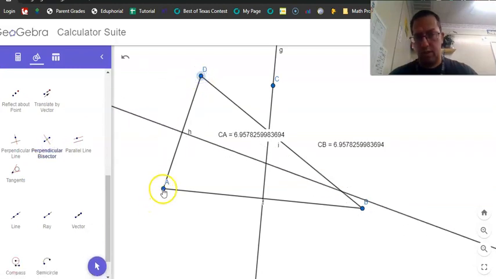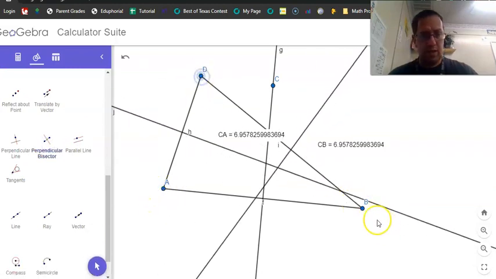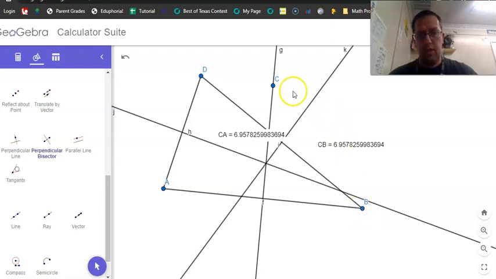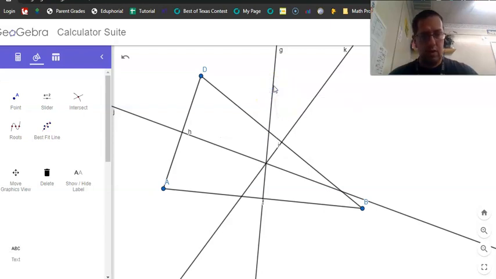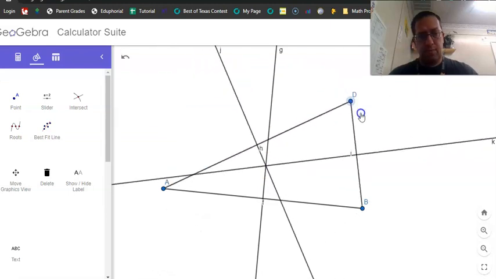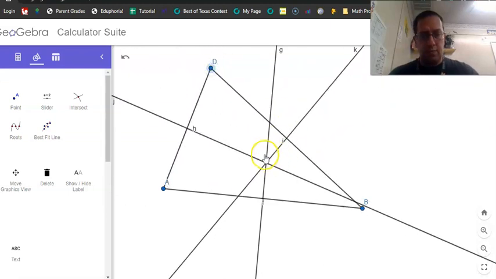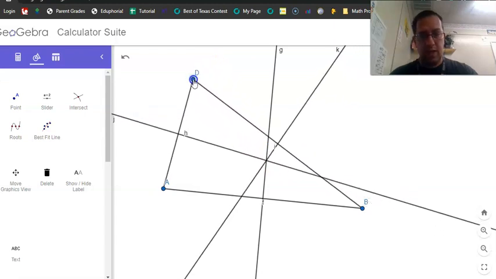So let's bisect DA. Let's bisect BD. And notice that once again, all of these lines are coming together at a single point. Again, a point of concurrency is what that's called. All right. Now, looking at this point of concurrency, which we are going to call the circumcenter. For the perpendicular bisectors, the point of concurrency is the circumcenter. Notice this is not going to be equidistant from the sides, is it?